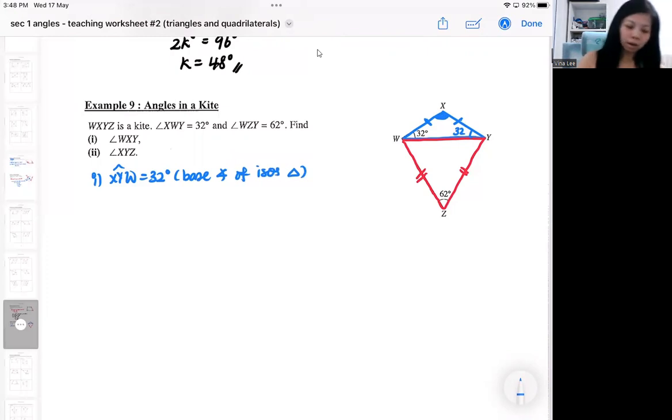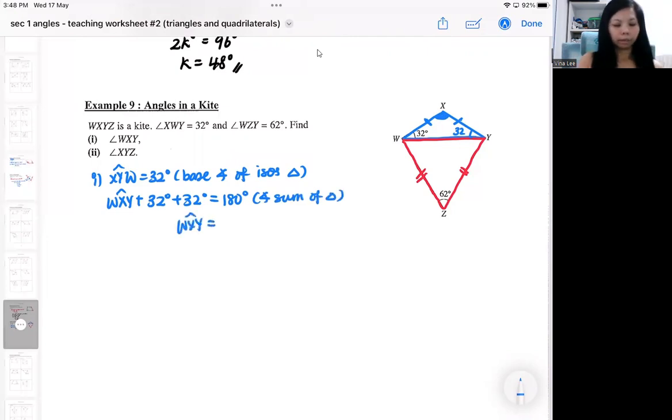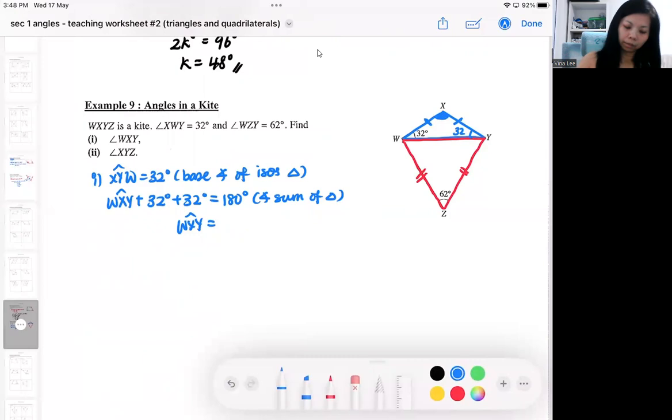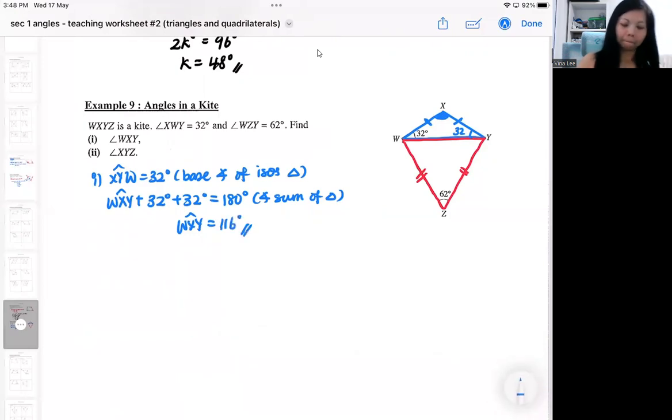And then from there, I can form the angle sum of triangle. Subsequently, you subtract 32 from both sides, twice, and you get your WXY. So make use of the isosceles triangle, if you understand that a kite is actually made up of two isosceles triangles.